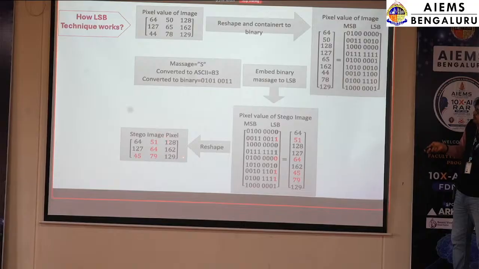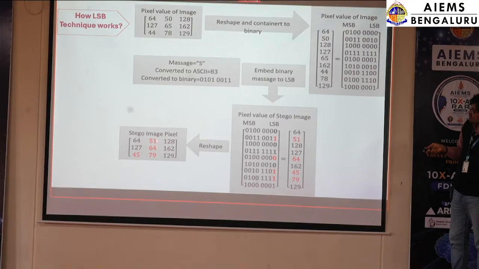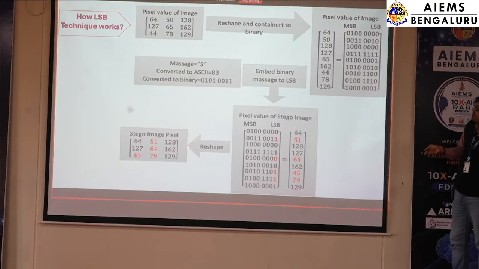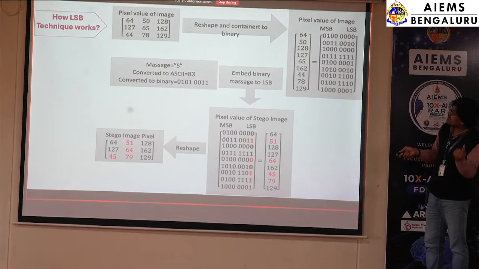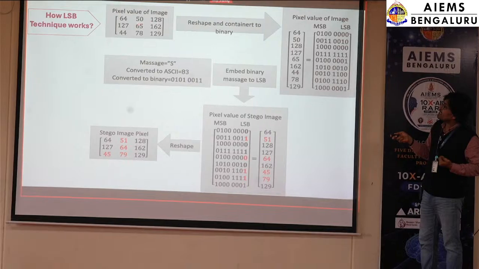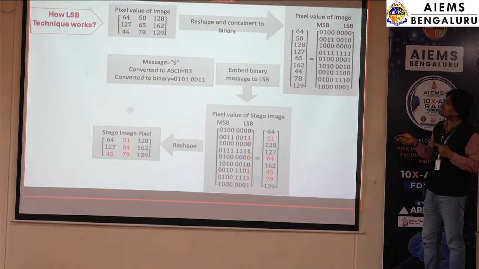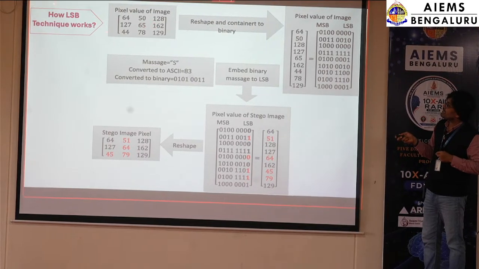We can compare the input image and the stego image, which is called the steganographic image. 64, 64, 50, 51, 128, 120. The only difference is in these values, only one variation. One unit won't make much difference in the color variation. Because of that reason, we are applying the LSB technique.